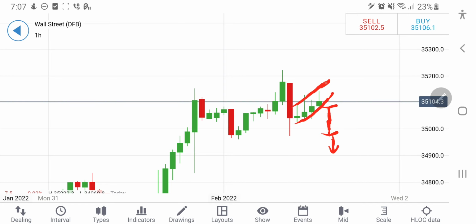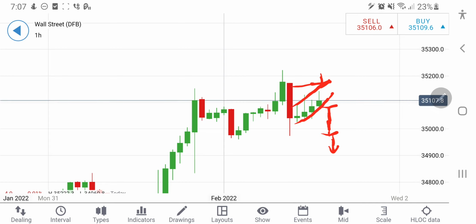On the upside, once it breaks beyond 35,150, definitely it will try to hit 35,220 and 35,250 levels. So you can take your trades accordingly. Beyond 35,150 and below 35,050, we can take little entries.